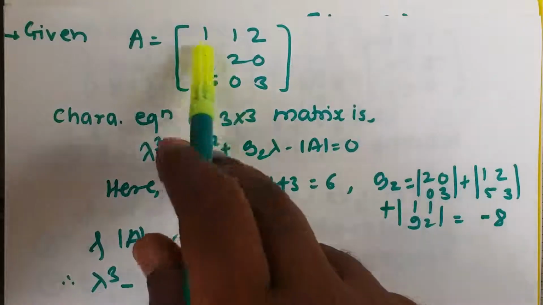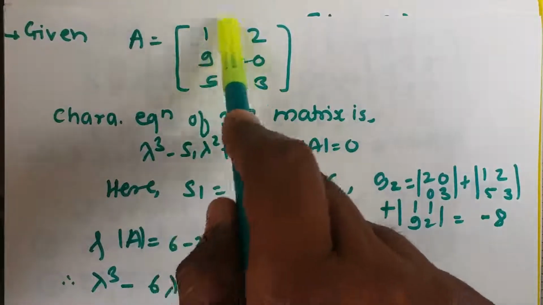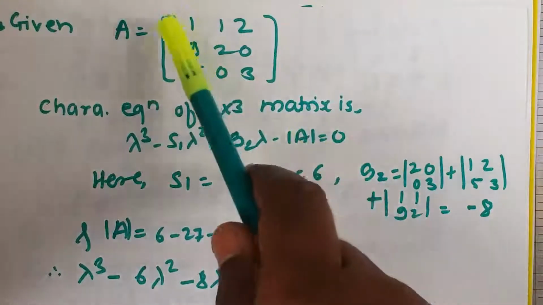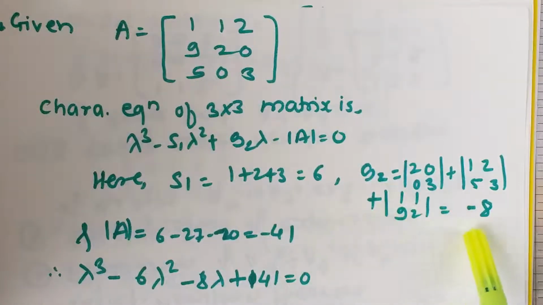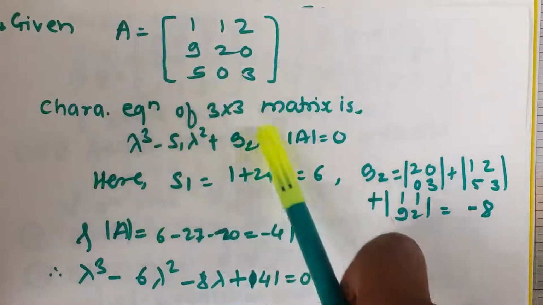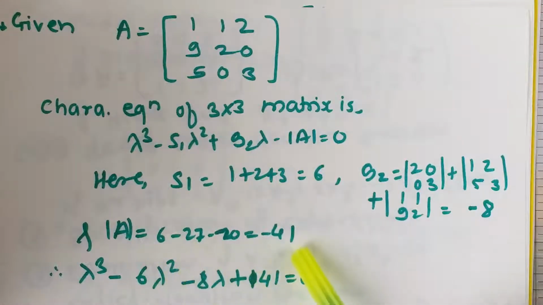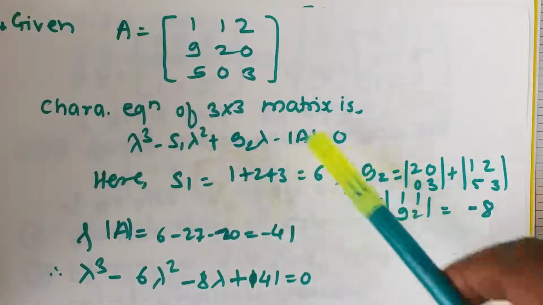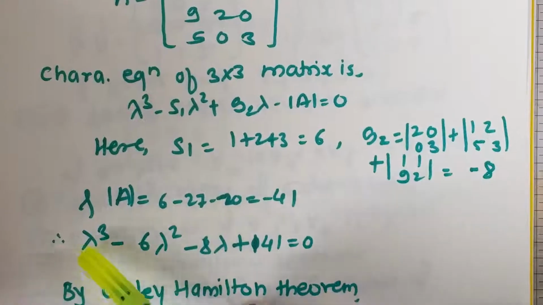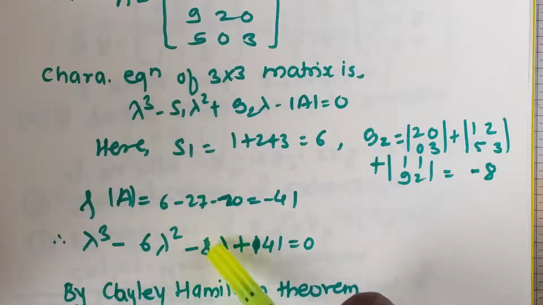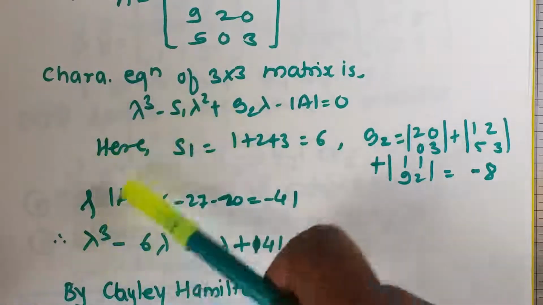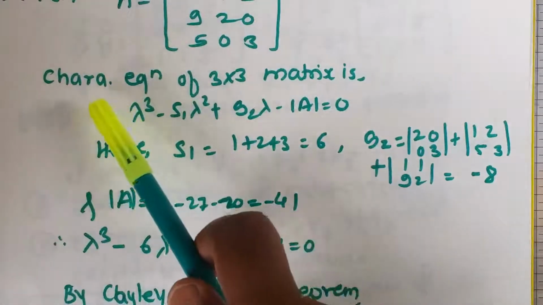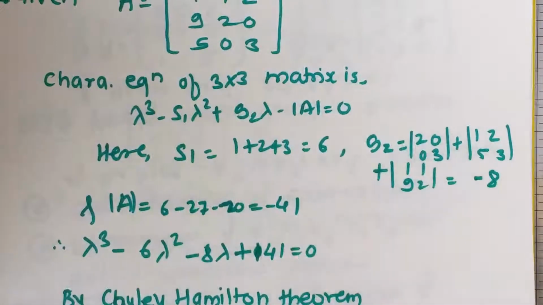s2 is the sum of the minors of these entries. If you calculate the minor of this one, minor of 1, minor of 2, minor of 3, you will get 3 determinants of order 2, and their addition equals minus 8. And finally, determinant of A, we know how to calculate. It is equal to minus 41. Now on using these values in this equation, we'll get this polynomial: lambda cube minus 6 lambda square minus 8 lambda plus 41 equal to 0, which is the characteristic equation of the given matrix A.